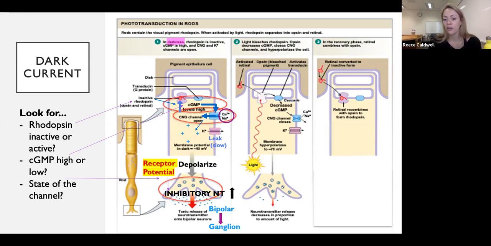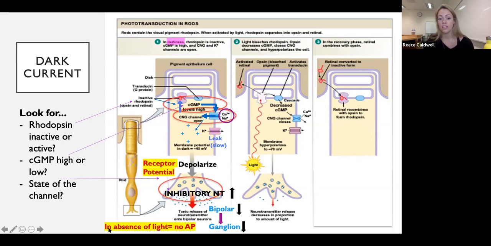So an increased firing rate of our inhibitory neurotransmitters from our rods and cones is going to lead to a decreased firing rate from our bipolar neurons and a decreased firing rate from our ganglion cells. If we have a decreased firing rate, we will decrease the release of our neurotransmitters to the point where we have no action potential. So if we decrease firing rate, we do not have an action potential.